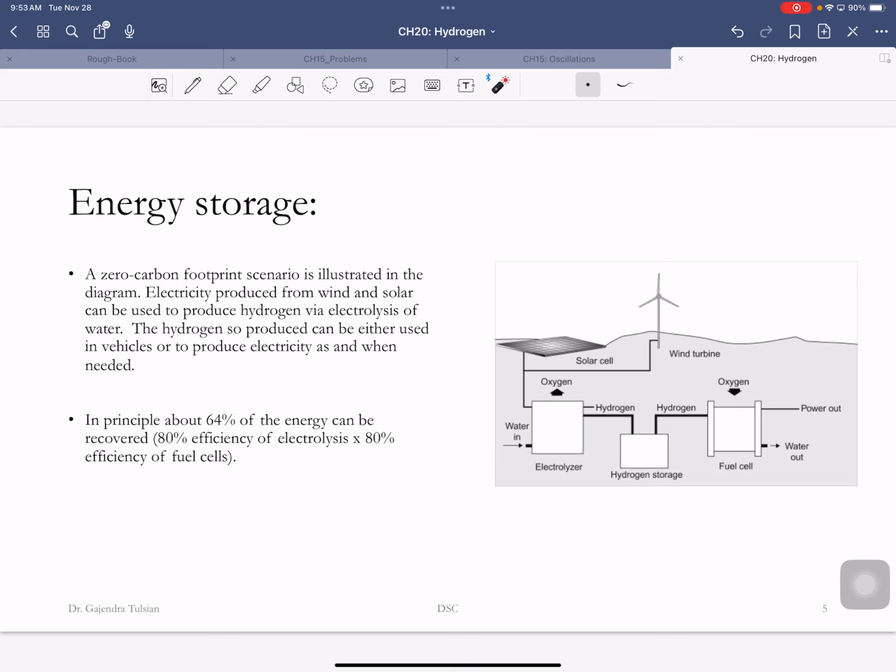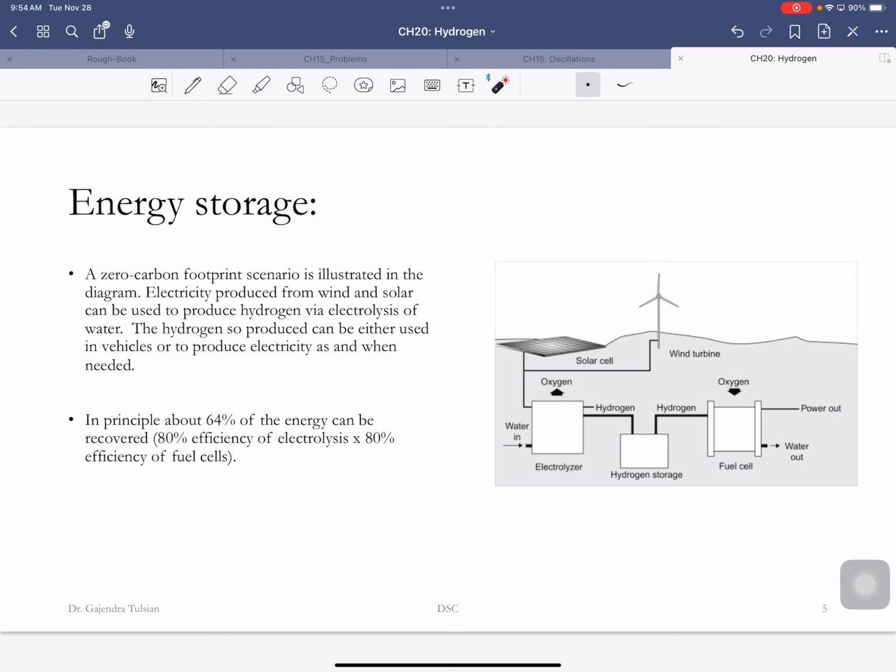Okay. Again, so here's a hopefully very near future scenario. You produce green electricity. You electrolyze water and store that excess energy in hydrogen, and you store it as long as you want. And then you use the hydrogen in a fuel cell to produce electricity whenever you need it.